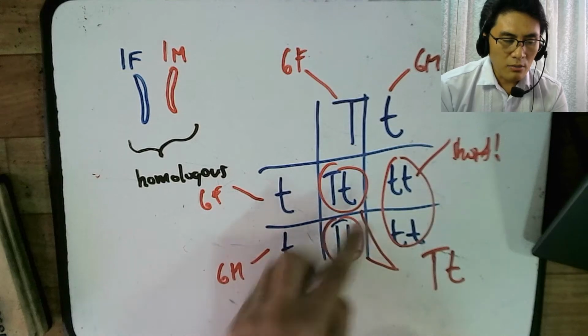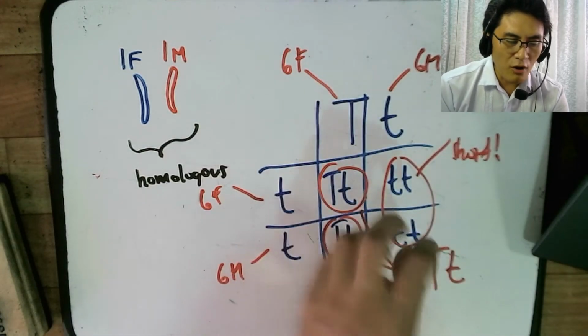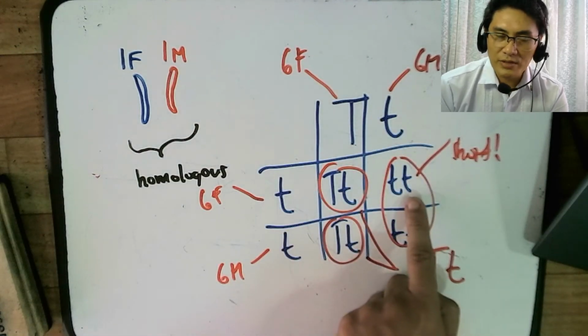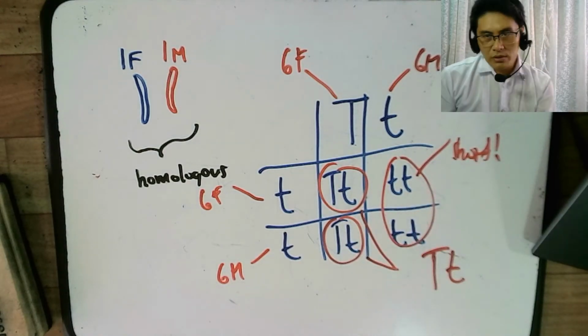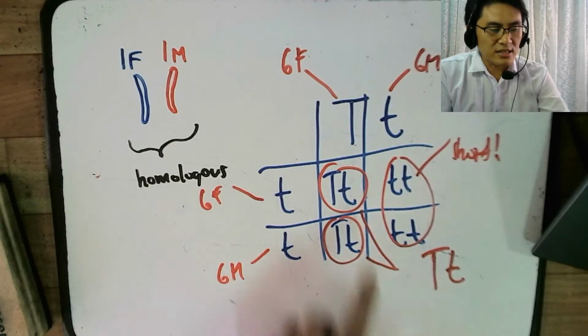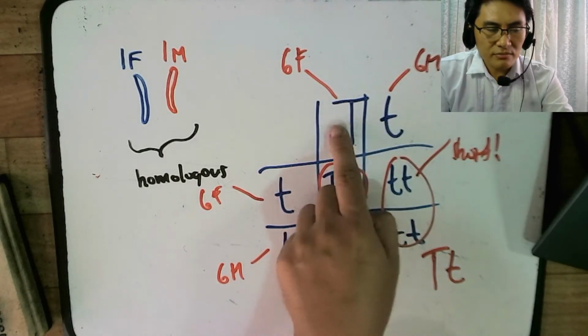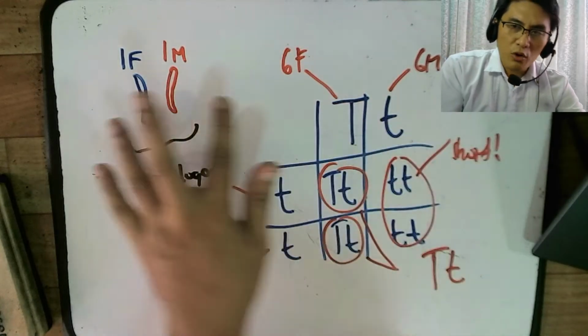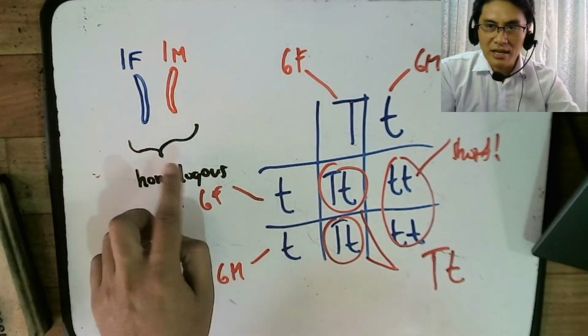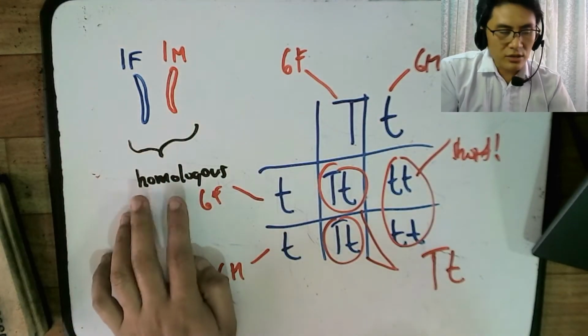That's why when your father and mother make offspring, there's still a chance for an offspring to be short. Okay, but I hope you get this idea of how we relate these two different alleles, or dominant and recessive types, to the chromosomes, right? Because again, this is related to your homologous pair.